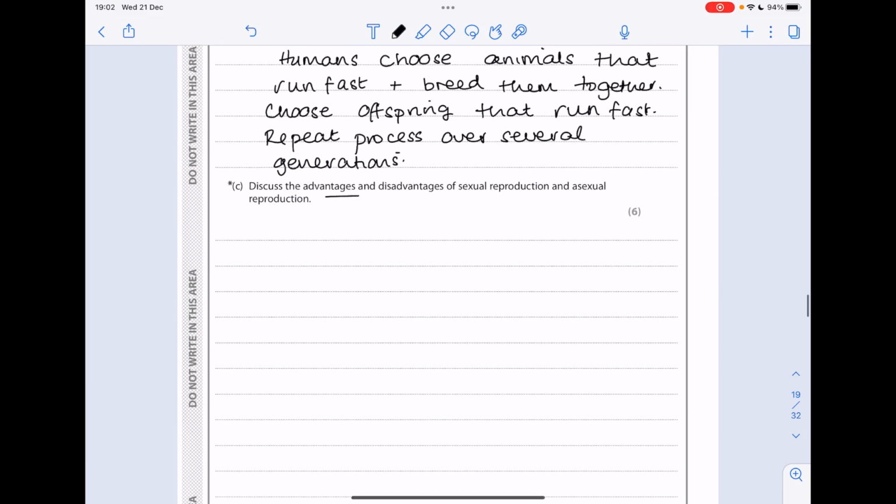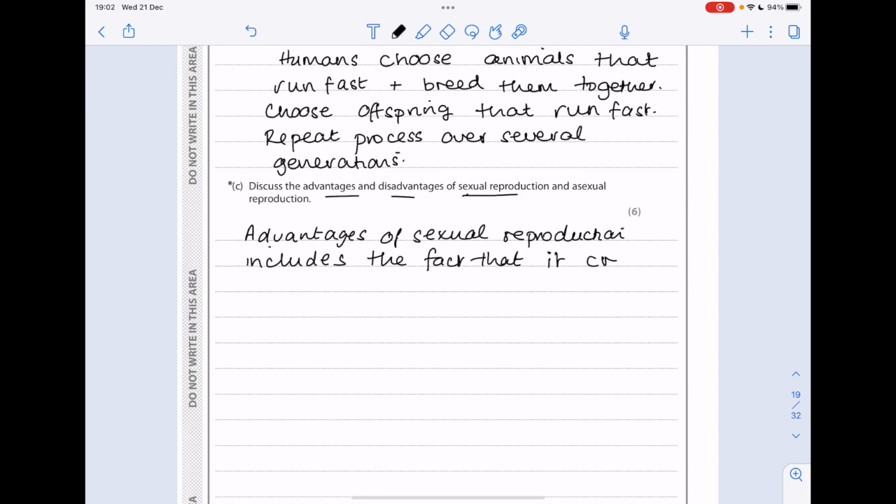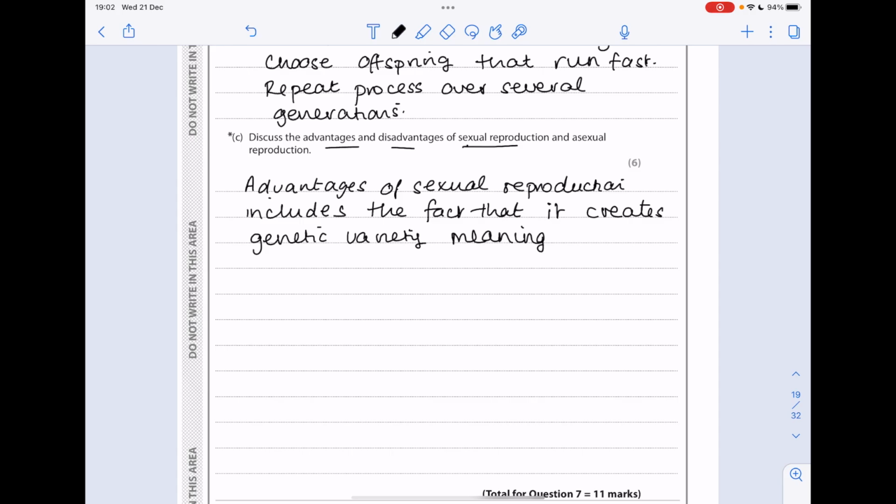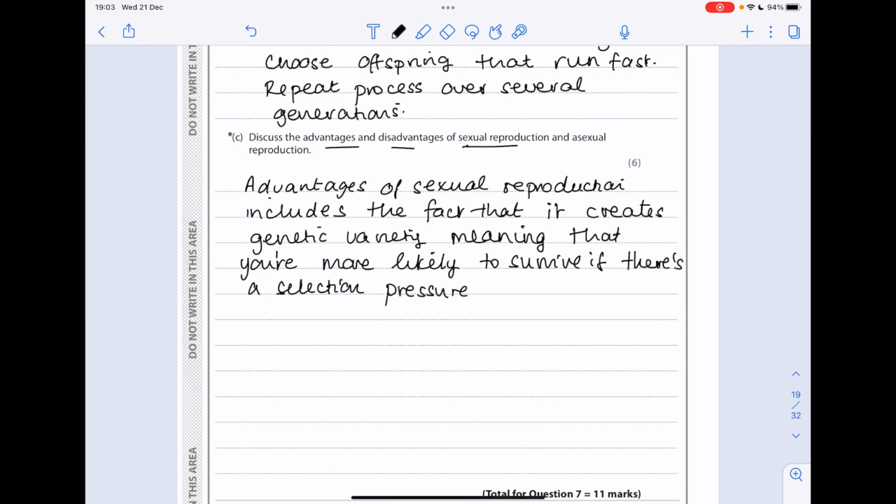Discuss the advantages and disadvantages of sexual reproduction and asexual reproduction. So let's start with the advantages of sexual reproduction. Include the fact that it creates genetic variety, meaning that they're more likely to survive if there's an environmental pressure. Disadvantages mean that you need 2 parents, and also it's much slower, and obviously due to that genetic variation, some organisms may be less well adapted, so more likely to die.